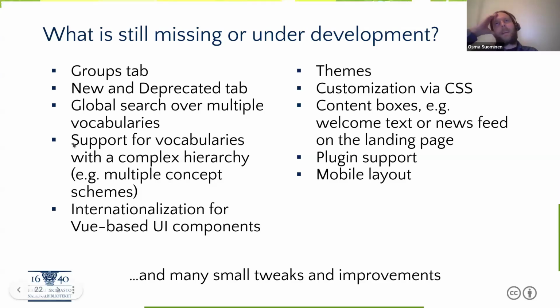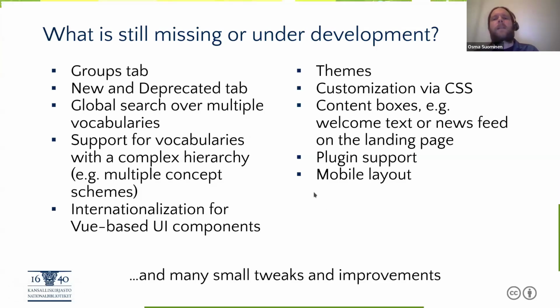Then we know that there are trickier vocabularies, for example, if they have more than one concept scheme or otherwise a complex hierarchy. We know that not all of them are working well yet, so this is something we need to improve. And also the internationalization is lacking, especially the front end view components. We actually have a sprint going on currently, and this is one of the items we are trying to fix in this sprint, but right now it's not working.